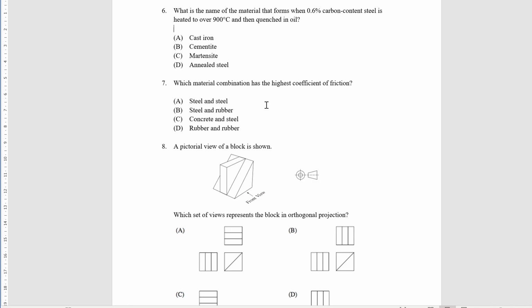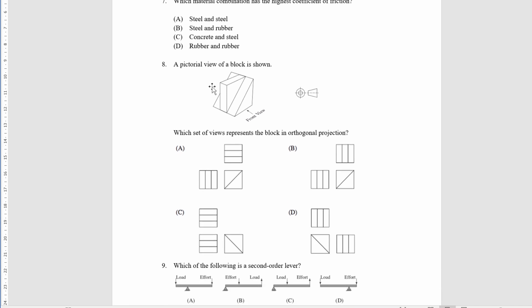What is the material that forms when 0.6% carbon is heated to 900 degrees and then quenched in oil? That would be martensite that's produced, and then we temper it by heating it back up.